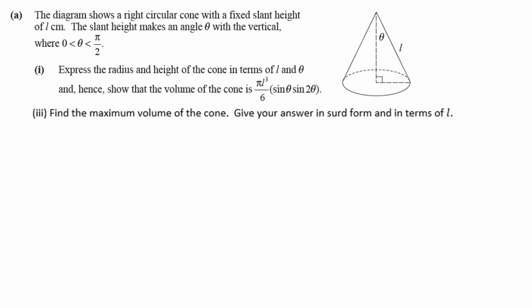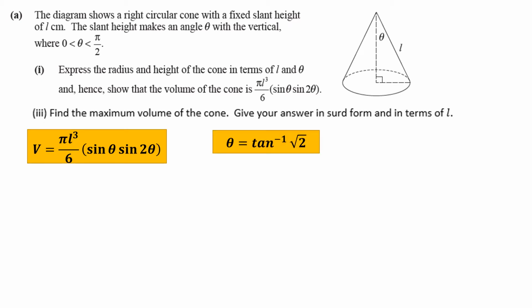So part 3 asks us to find the maximum volume of the cone. Give your answer in surd form and in terms of L. Now that surd form is going to make life a little bit more challenging, because if it was in decimal form we could just go straight to the calculator. We're going to have to do a bit more work here. So I have my volume. I also have the theta which maximizes that volume. So all I need to do is to sub that theta into that formula. But to keep it in surd form, I'm going to need to be a little bit clever about this.